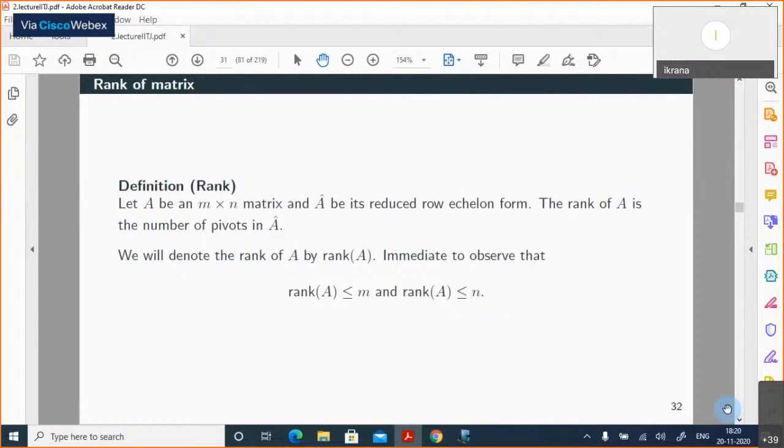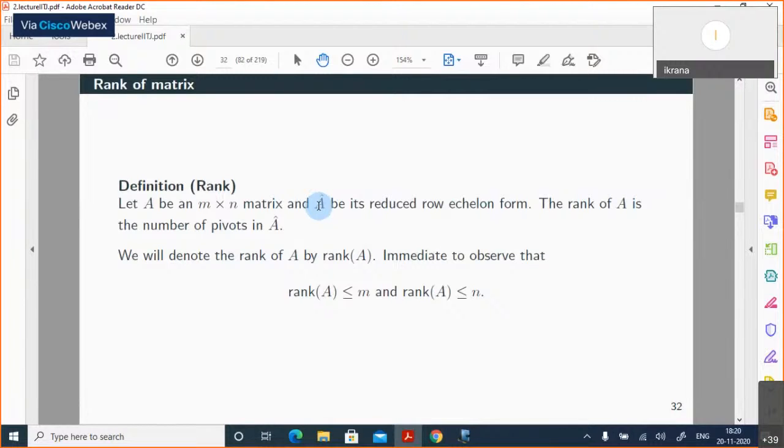All right. So let's now look at slightly more theoretical knowledge about the work that we are doing. If A is an m cross n matrix and A tilde is its reduced row echelon form, then the rank of the matrix A is the number of pivots in A tilde. Actually, the number of pivots in A or in a row echelon form will be the same. So one doesn't have to find the reduced row echelon form. You can take the row echelon form itself.